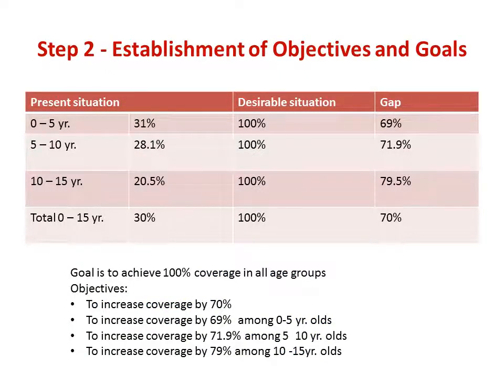After assessment of the current situation of immunization coverage, we see that there is a gap of 69% in 0 to 5 years old, 71.9% in 5 to 10 years old and 79.5% in 10 to 15 years old. A total gap of 70% in the immunization coverage. So our desirable future state is to increase the immunization coverage by 70% in the 0 to 15 year age group.